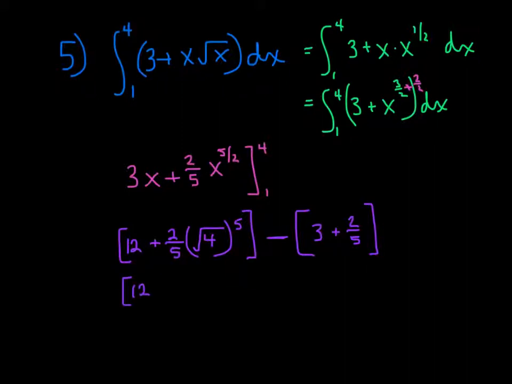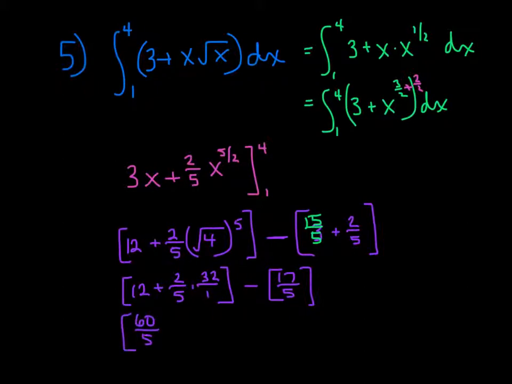So 12 plus 2/5 times the square root of 4, which is 2, to the 5th is 32. So I'm multiplying this times 32, or 32 over 1. Minus, all right, let's get a common denominator here. I'm going to rewrite this as 15/5 plus 2, which would be 17/5. Over on this side, I need another common denominator of 5, so I'm going to write this as 60/5 plus 32 times 2 is 64/5, minus that 17/5.